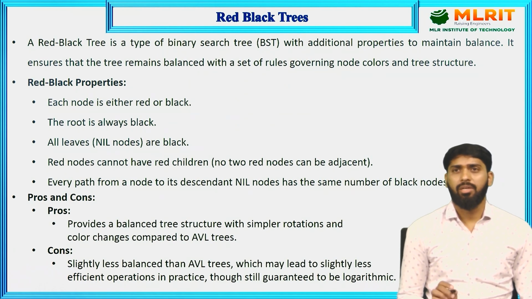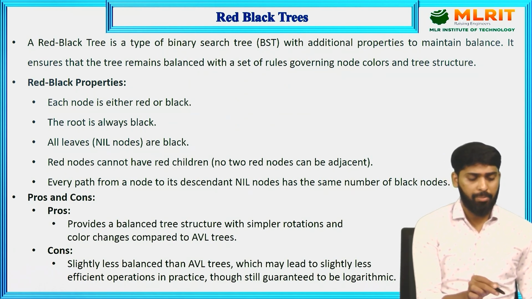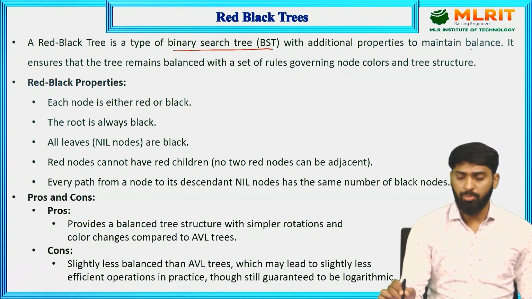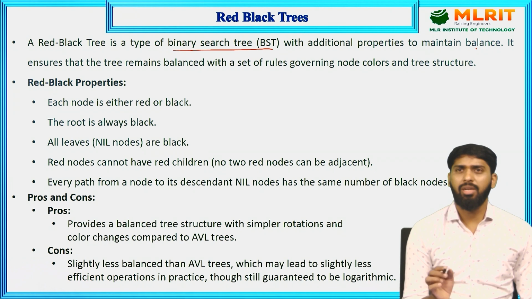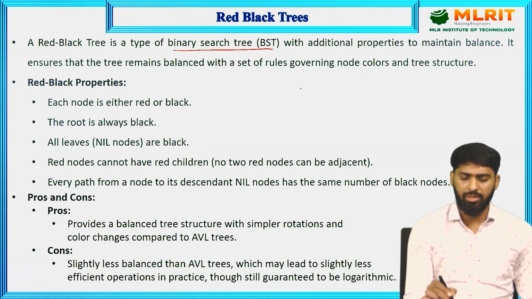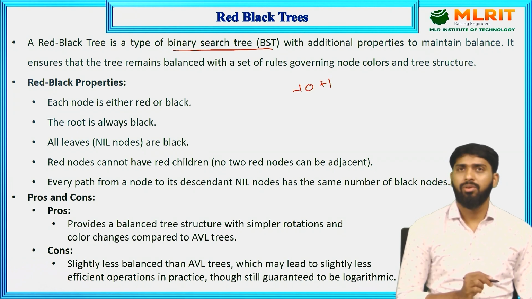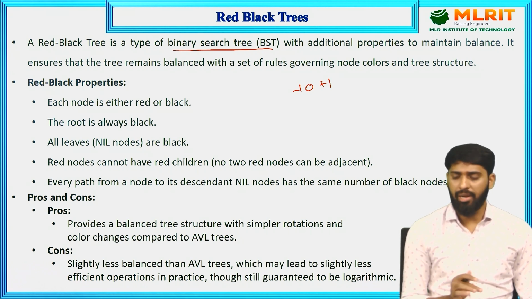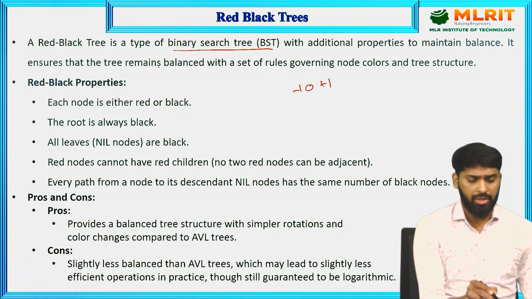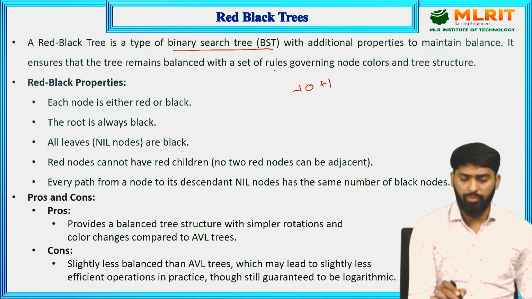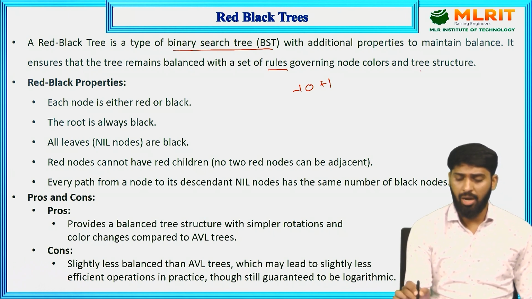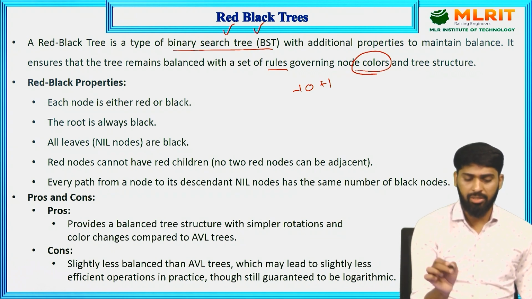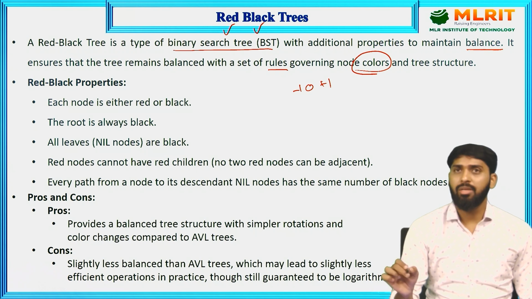So next tree is red black tree. A red black tree is a type of binary search tree with additional properties to maintain balance. In AVL tree, how we can balance? The balancing factor is either -1, 0, +1. Here also, using some properties we maintain that balance. It ensures that the tree remains balanced with a set of rules governing node colors and tree structure. Here we are using 2 colors, one is red, another one is black, to maintain this balance.